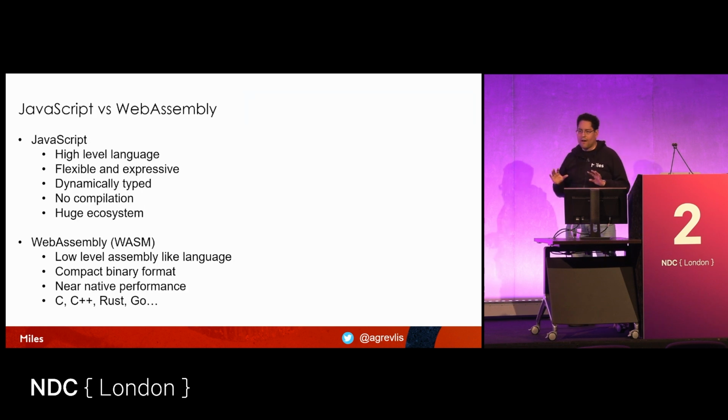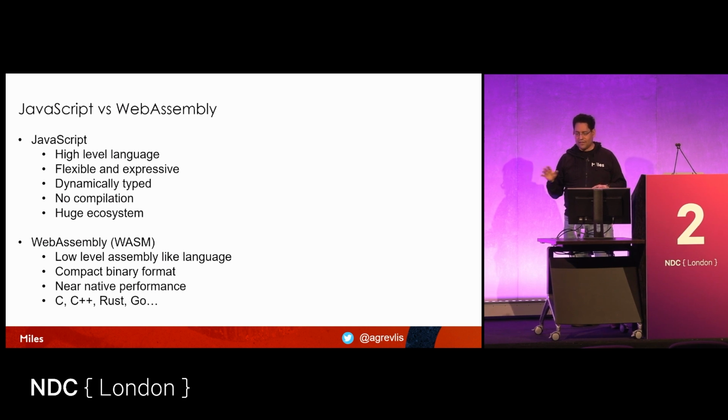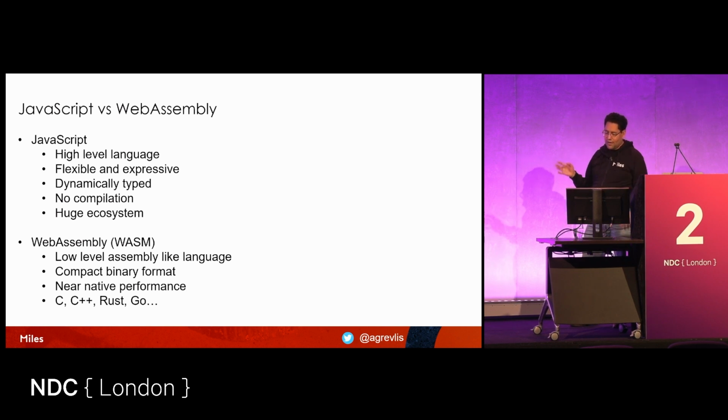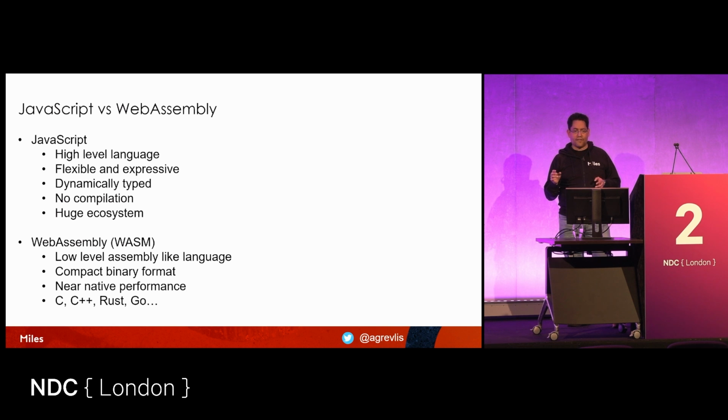If we want to compare or contrast JavaScript with WebAssembly, we can see that JavaScript is a high-level language, quite flexible and expressive, dynamically typed, you don't need to compile, and as we all know, it has a huge ecosystem that you can use. On the other hand, WebAssembly is a low-level assembly-like language. In a short while, we'll actually have a look at what it looks like. It has a compact binary format, and it promises near-native performance.